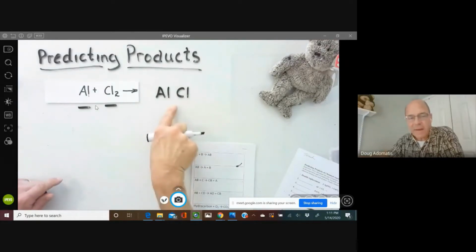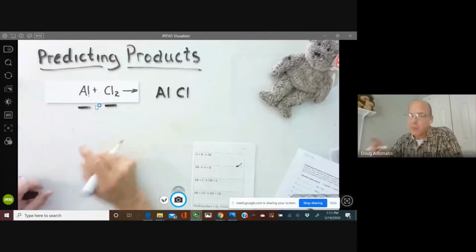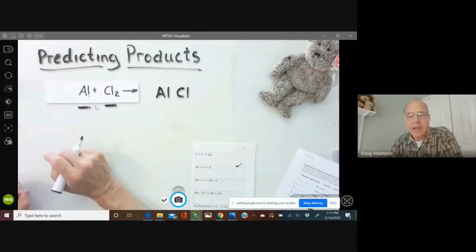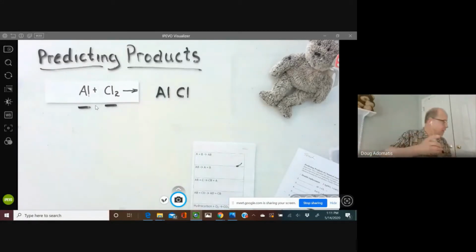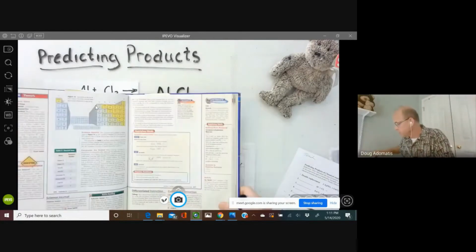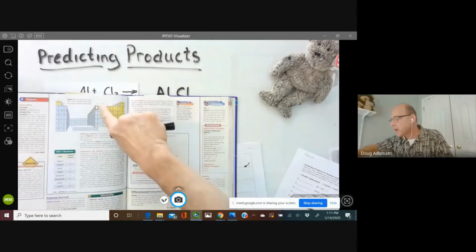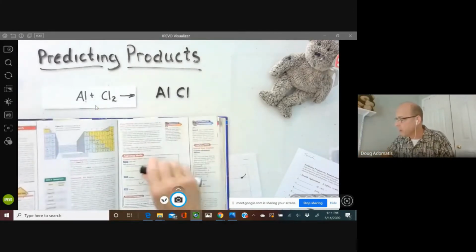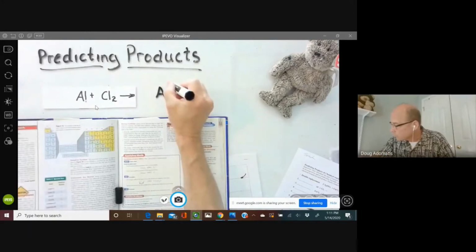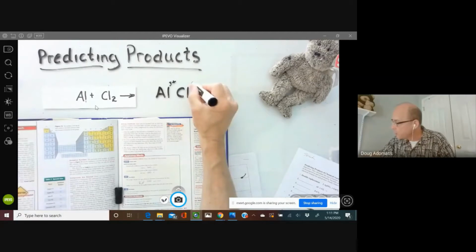When you do predict the products, we need to know that this is an actual thing. Is aluminum chloride a thing? Well, it sounds like it makes sense, but don't forget what you learned in nomenclature. Aluminum has an oxidation number of, let's see, probably another thing you're going to have handy is your textbook at around page 616, 617, because we're going to be looking up oxidation numbers. The oxidation number of aluminum is 3+, and the oxidation number of chlorine is 1-.